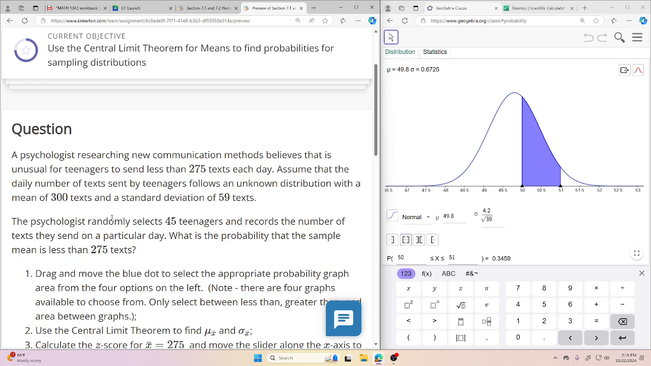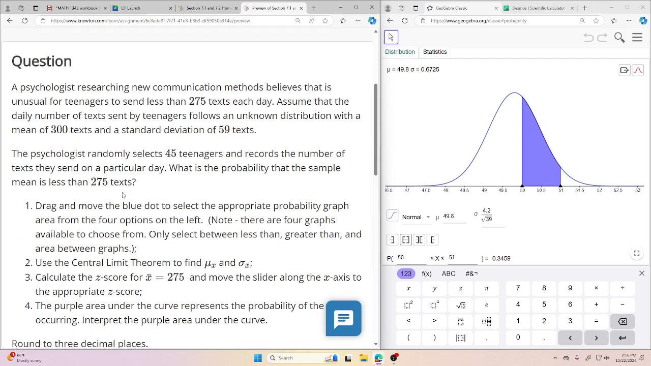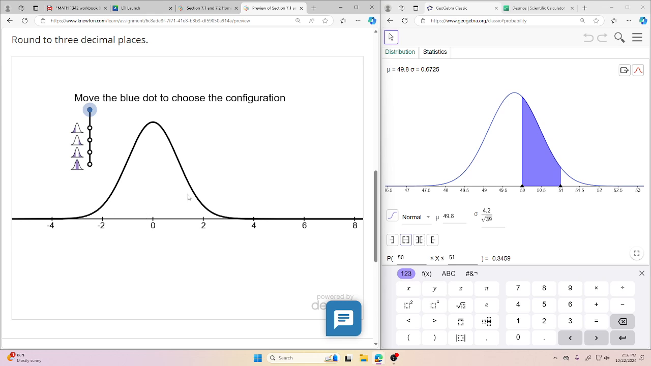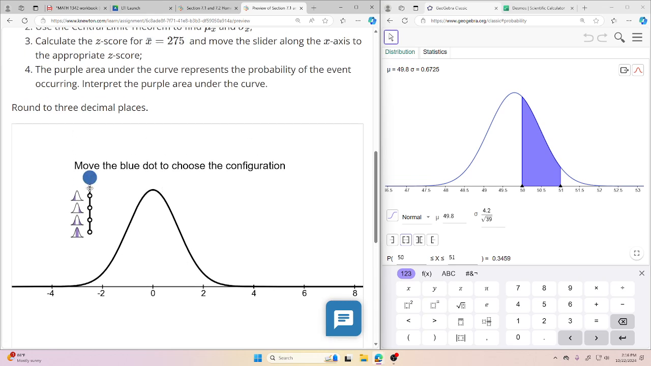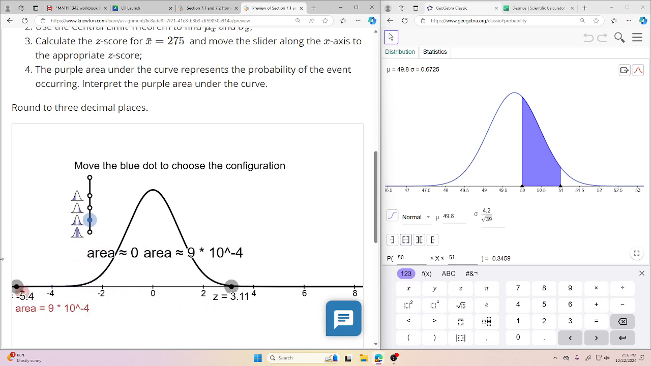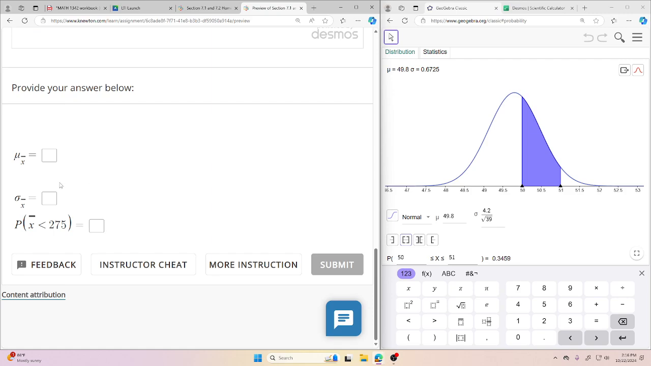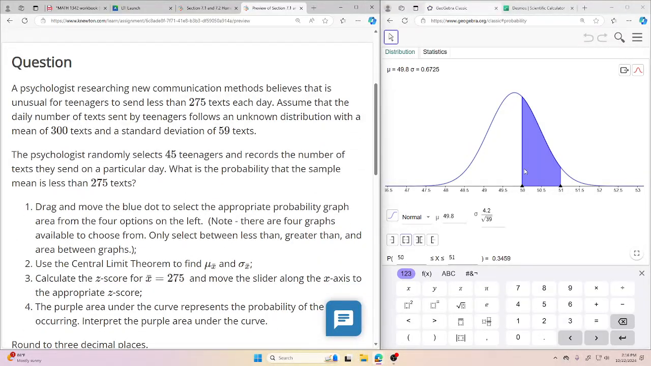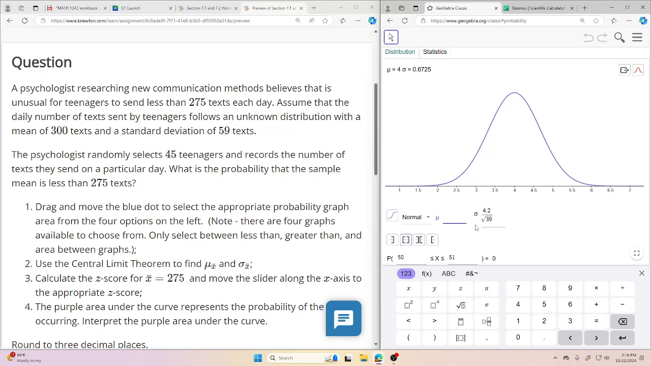Psychologists research new things. Oh, this is one that I actually skipped. You see this right here? It says move the blue dot around. Okay, great, and that means nothing. This is not required. This is what's required. So we're going to just do the same problem as ever. Look, we have GeoGebra right here. It's great. So look around. What is my mean? What's my mean?